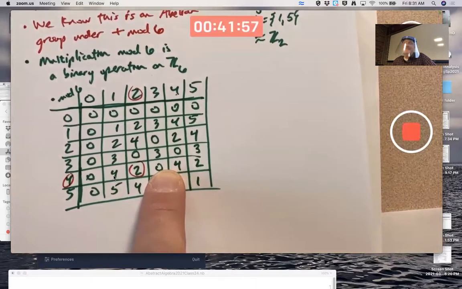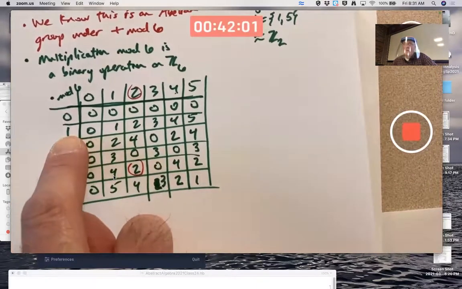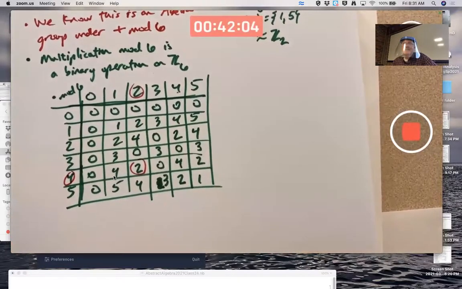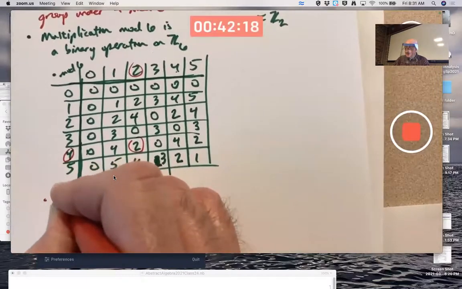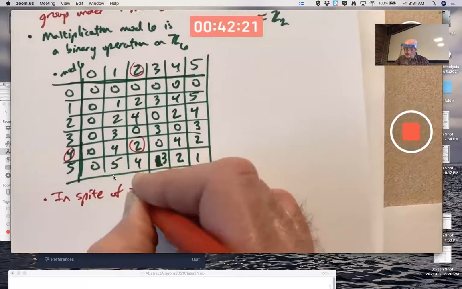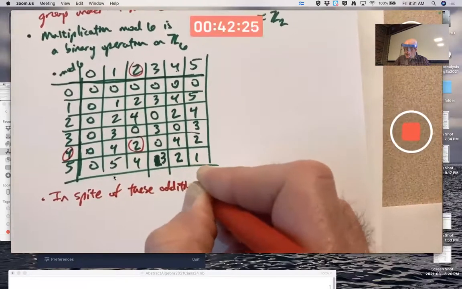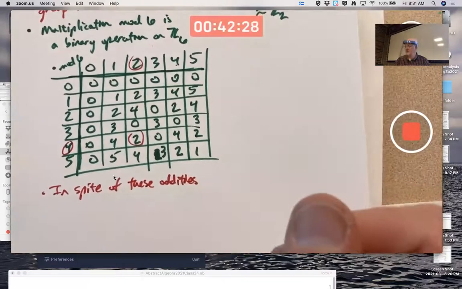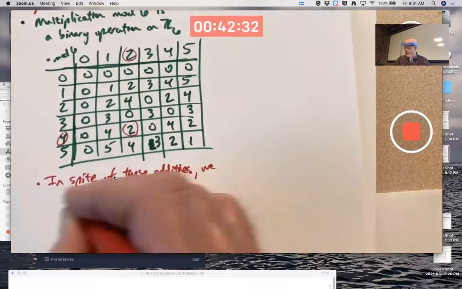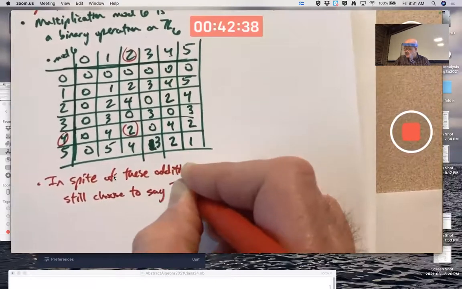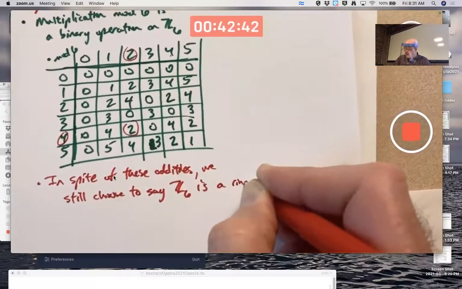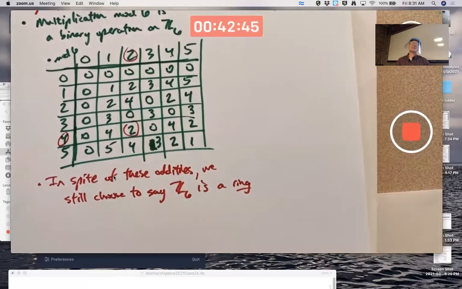But it is a binary operation and it is associative and it does have an identity, that 1, that you multiply times anything, you get that anything. So we still do want to call this a ring. Under addition mod 6 and under multiplication mod 6, the two operations. In spite of these oddities, or maybe I should say curiosities, because this has nothing to do with odd numbers, we still want to call this a ring. We still choose to say Z6 is a ring, where your two operations are addition mod 6 and multiplication mod 6.